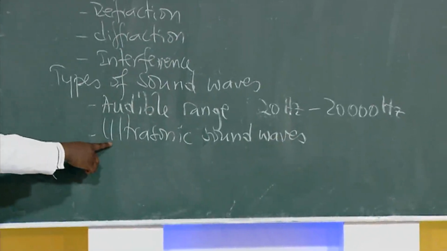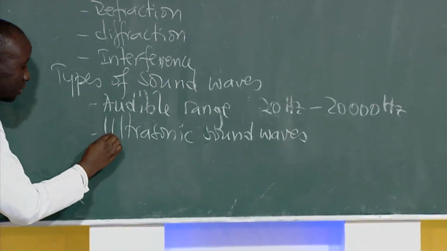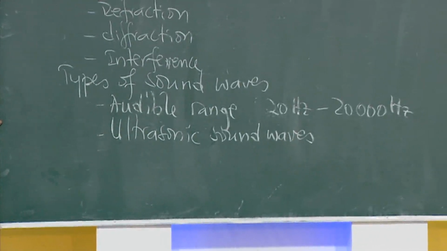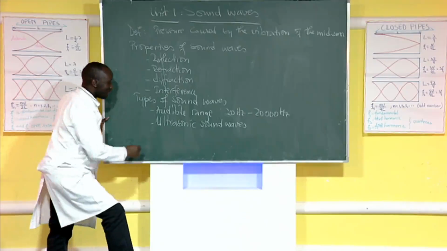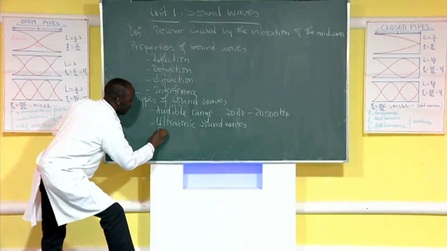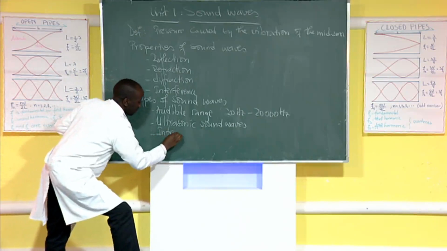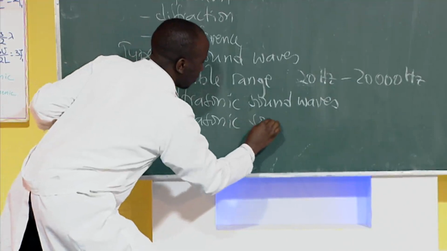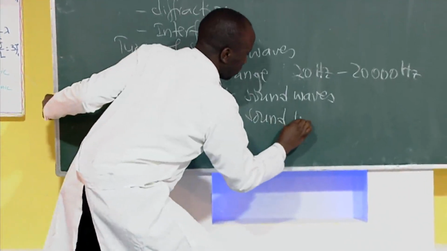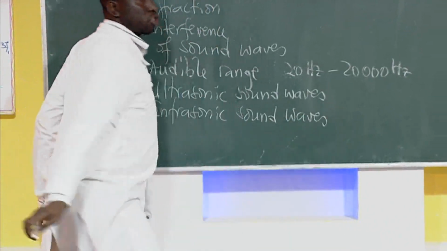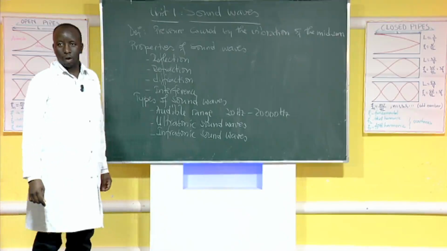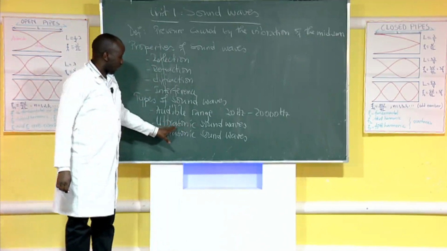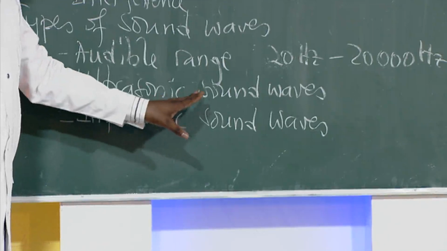What is this? The word here, do you see it? This is the ultrasonic sound wave. You get that one. And then number 3, it is the infrasonic sound wave. That's one. Now, what do we define as the ultrasonic sound wave?